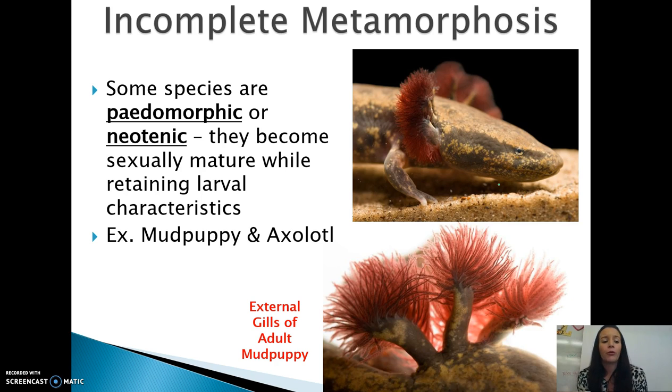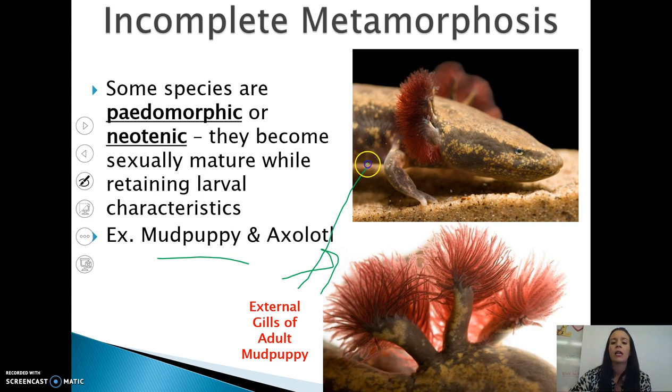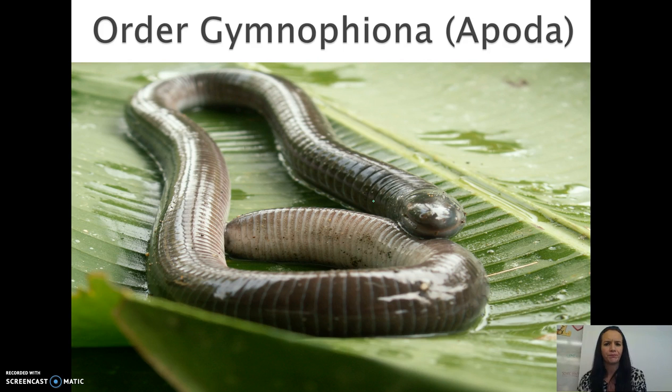Some of them also go through incomplete metamorphosis, and this is when you're going to hear a term called paedomorphic or neotenic, which means they become sexually mature, but they still have larval characteristics. So for example, a mud puppy, which you'll see in these pictures, they still have those external gills that are typically only found in the larva, but they are adults.